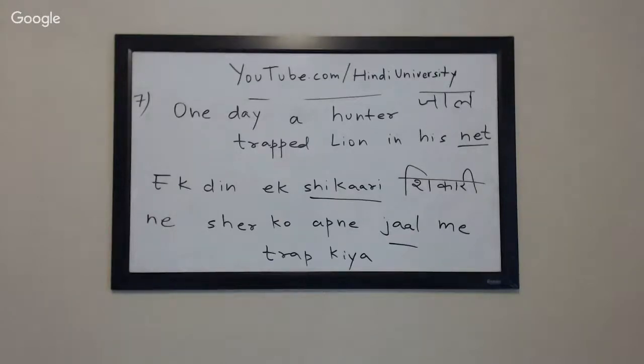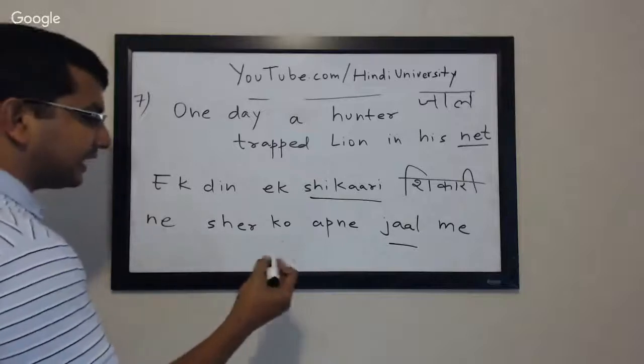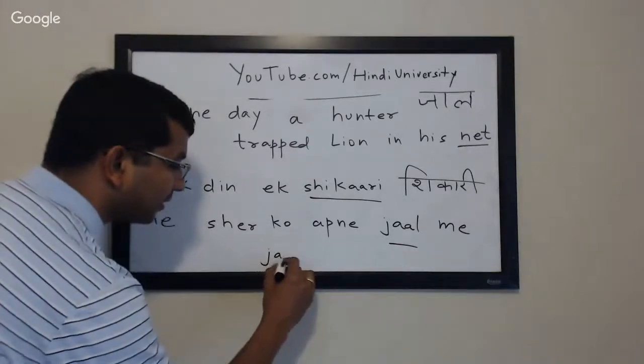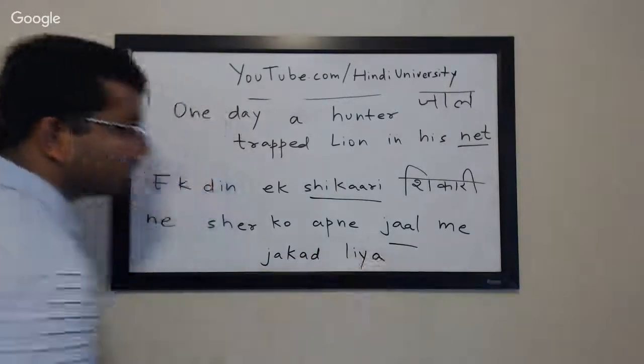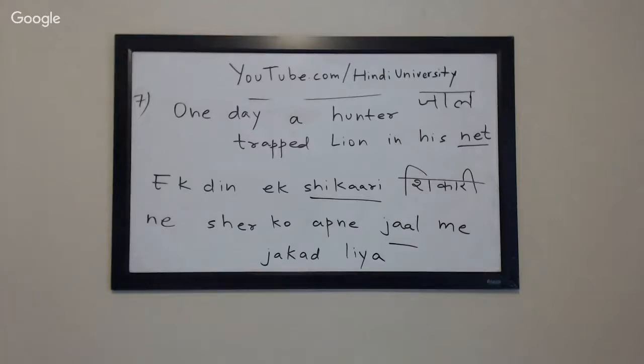So if you don't know the verb to trap, you can say trap kiya. If you know the verb, you can also say to catch, pakad liya. The way it's written in textbooks, it's jakad liya. Jakadna is to trap. Jakad lena becomes jakad liya, or you can also say pakad liya. Caught him. So, ek din ek shikari ne sher ko apne jaal mein jakad liya. Now, the follow-up question is.